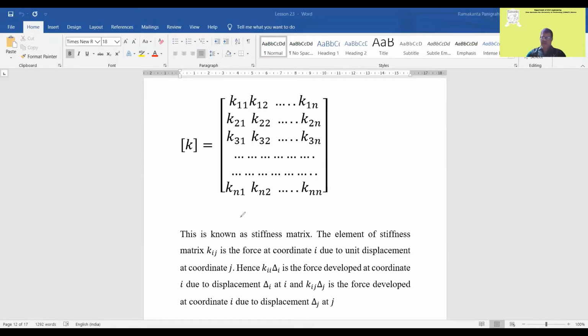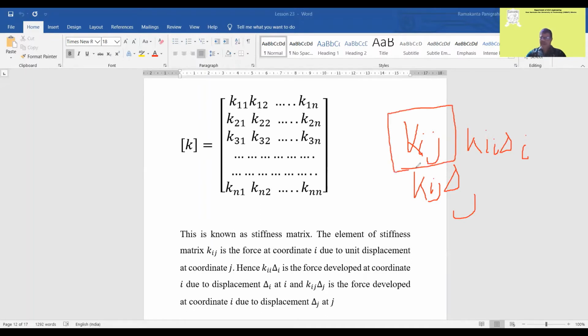K11, K21, K31. We have also discussed the meaning of Kij, and what is the meaning of Kij into delta j, or Kii into delta i. I remember well, we have discussed all these things. So Kij means if you are applying a unit displacement at i, what is the force developed at coordinate j. So, the force at coordinate j due to a unit displacement applied at i.